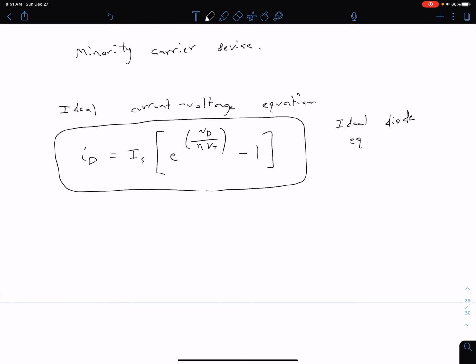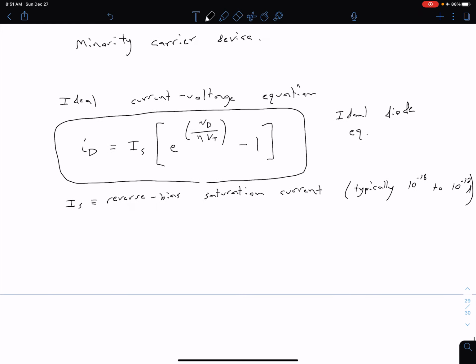Let me define a couple of these terms that are new. First of all, I_S is called our reverse bias saturation current. Remember, when we apply a reverse bias, we said there's no current because that applied field was strengthening our built-in field. In reality, we're going to have a little bit of current leaking through. Typical values, just to show how small that is, are on the order of 10 to the minus 18 to 10 to the minus 12 amps. So very small current levels, but we do have some current when it's reverse biased.